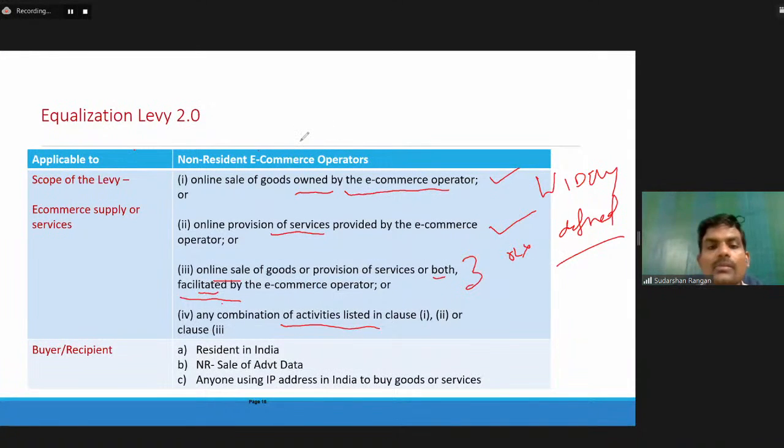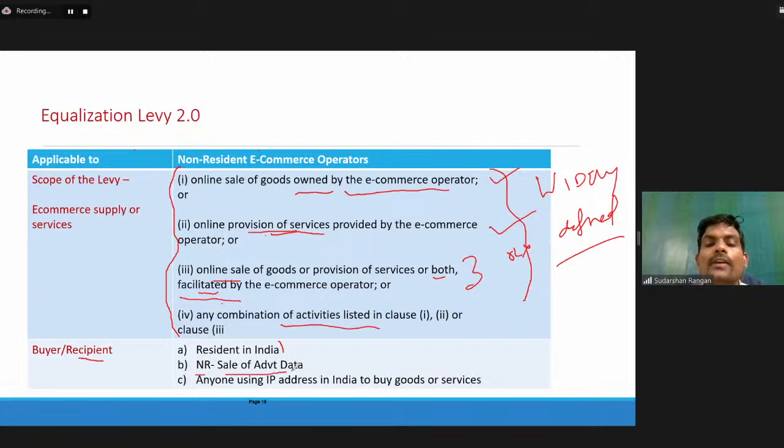Appreciate it. So now, if you're an e-commerce operator, non-resident, and you do these transactions, that is, you sell goods, you provide services. If these goods are owned, even if they're not owned, you merely facilitate, then it is an e-commerce supply or services. So you have to see these e-commerce operators are doing this. Then equalization levy 2.0. Who should be the buyer? Buyer should be a resident in India. This is very simple. We saw this in 1.0 also. But we are going one step further.